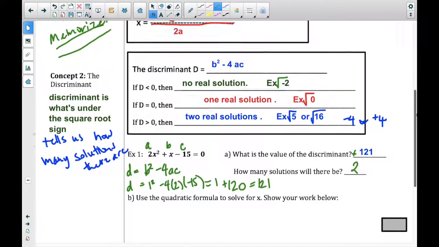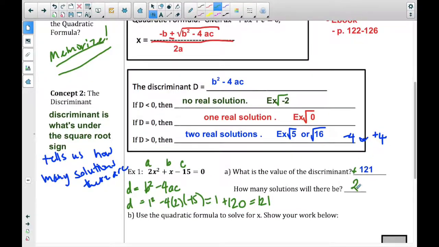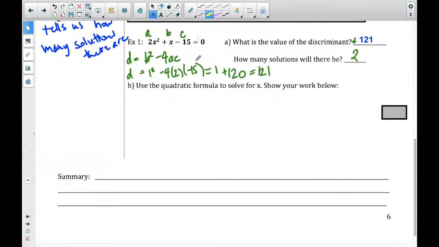Let me go back a minute and talk about why that is 2. If you look at the formula, it has this plus and minus. And so if it comes up with an answer, as this one does, like this is 11, you're going to be taking negative b plus 11 and negative b minus 11. And so that's where we're getting those two answers from, because one of them is plus that answer, one of them is minus that answer. Okay, so that is how to do the discriminant.